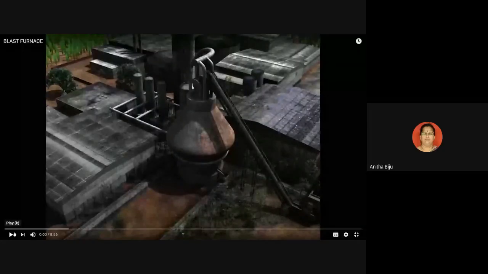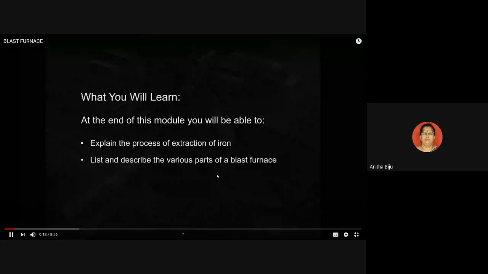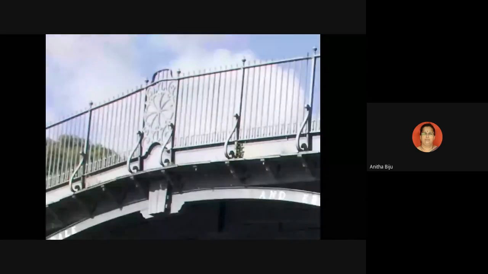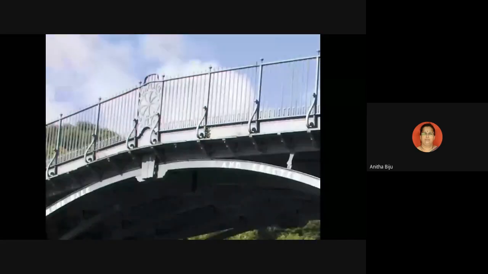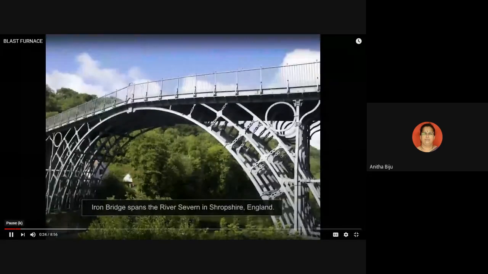Blast furnace. At the end of this module, you will be able to explain the process of extraction of iron, and list and describe the various parts of a blast furnace. Did you know the world's first ever metal bridge to be built was the Iron Bridge? It spans the River Severn in Shropshire, England. The tower in Paris is made of more than 8,000 pieces of iron. Every day we come across innumerable objects, from nails and skyscrapers to bridges.